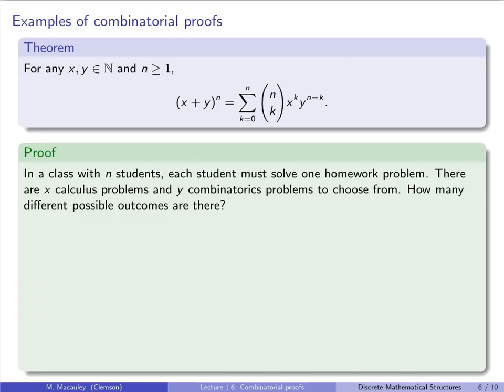So one way to solve this, I'm going to call this method 1, probably the easiest one, is each student has x plus y choices, right? So that means that since these are all independent, there are x plus y to the n total choices. So that's one way to count this, and that's, of course, the left-hand side. So the other way, how do we count the same thing this way?